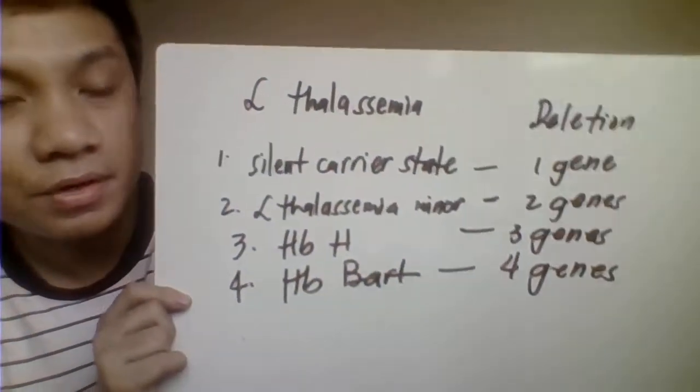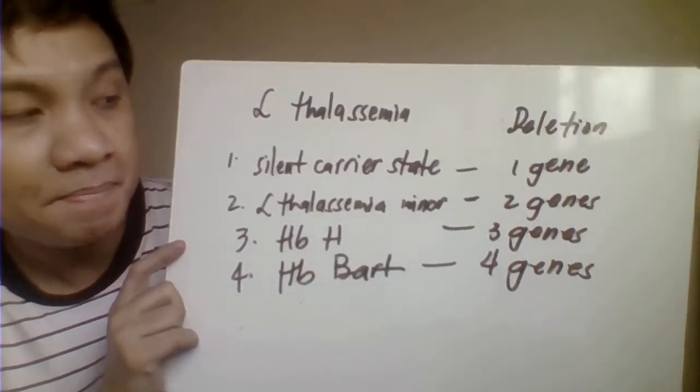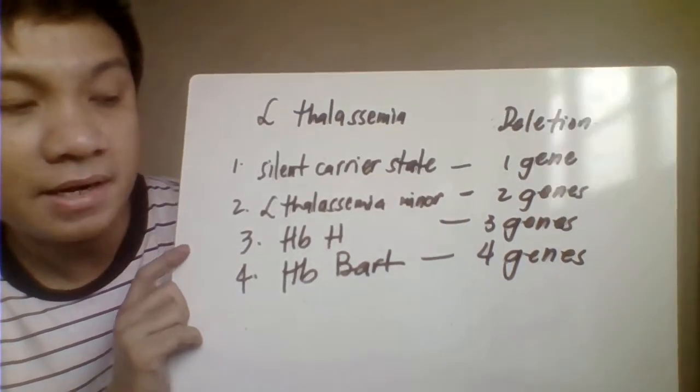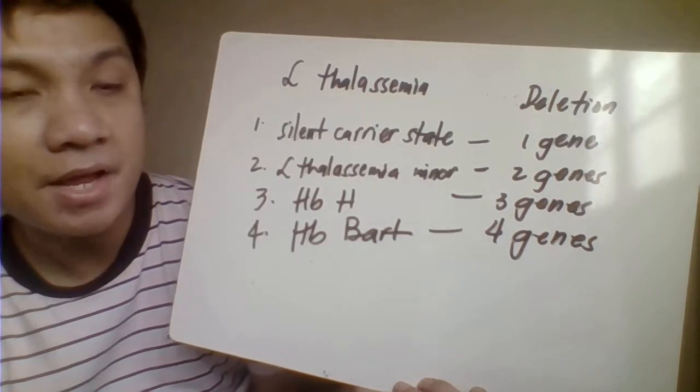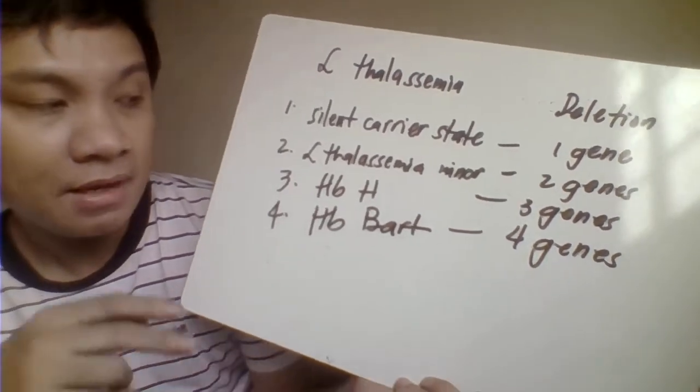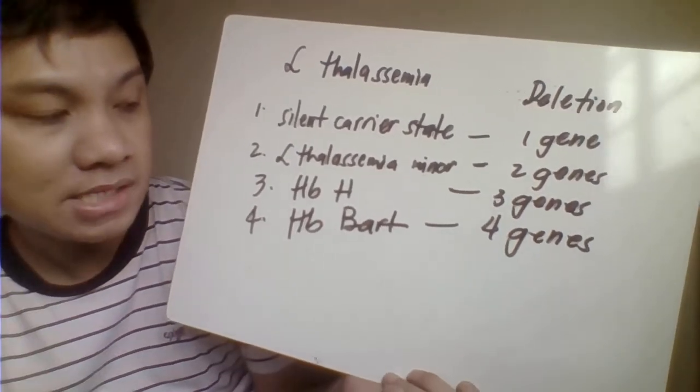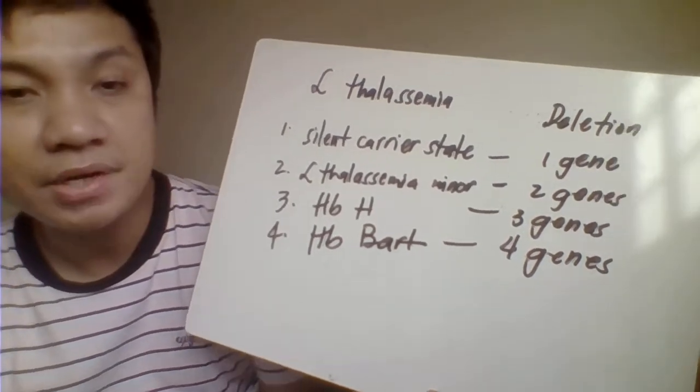Okay, now we go to the summary of your alpha thalassemia. So, we have the silent carrier state, characterized by only one gene deletion. Pag alpha thalassemia minor, 2 genes are deleted. Pag hemoglobin H, 3 genes. And hemoglobin Bart is your 4 gene deletion.